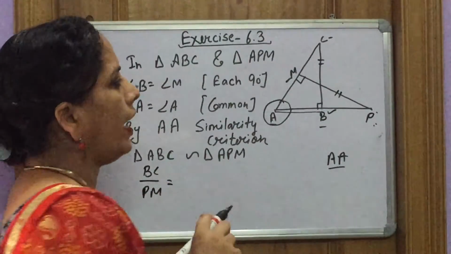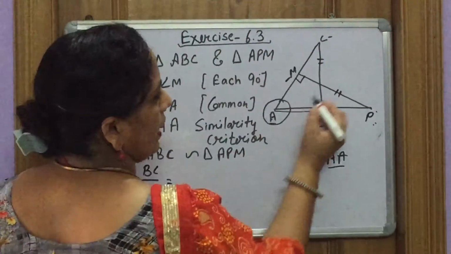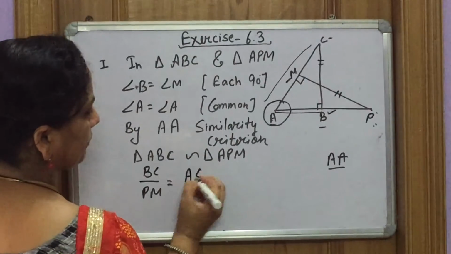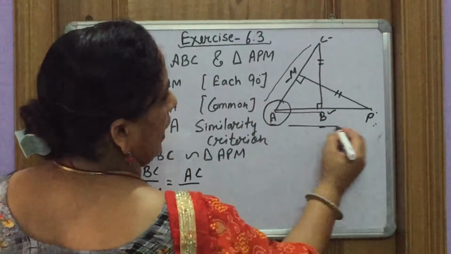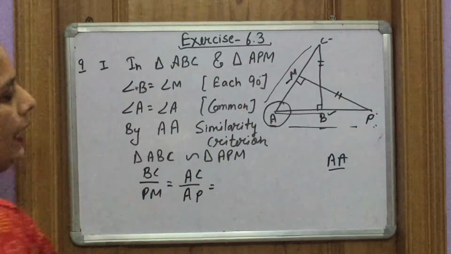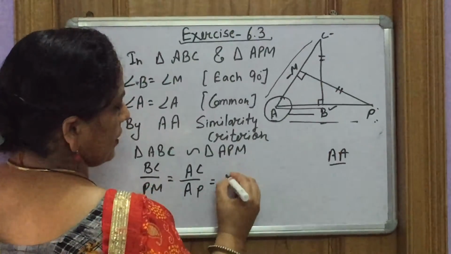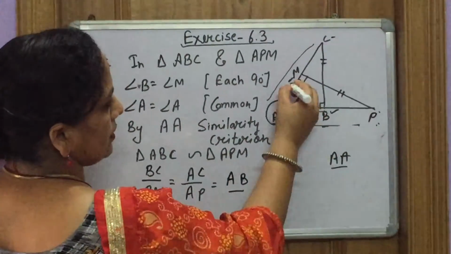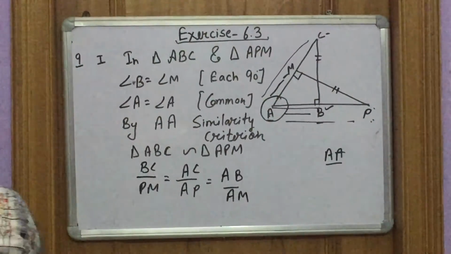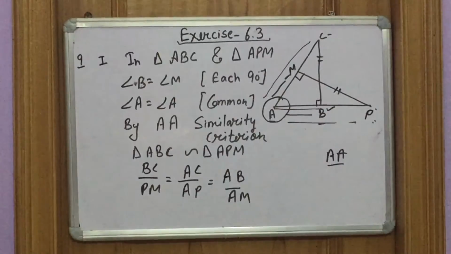and hypotenuse is opposite to right angle. So this is the hypotenuse of first triangle AC and this is the hypotenuse of second triangle, that is AP, and remaining side is base. This is base of first triangle AB and this is the base of second triangle AM. So all of the sides are in same ratio. So this is our part number second.